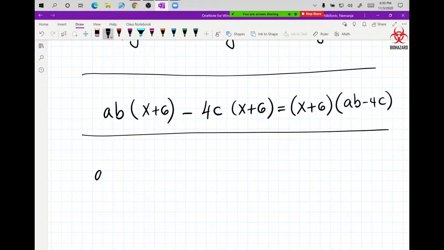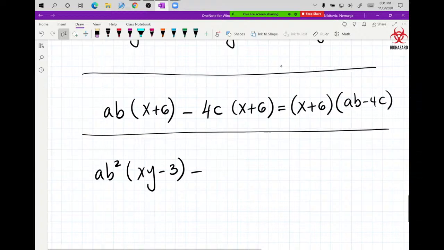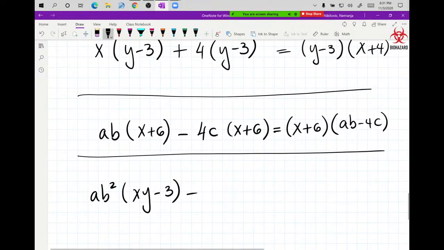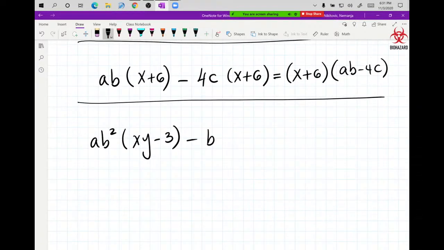So let's say you have AB squared times (xy minus 3) minus b times (xy minus 3). Now this is the evil problem.